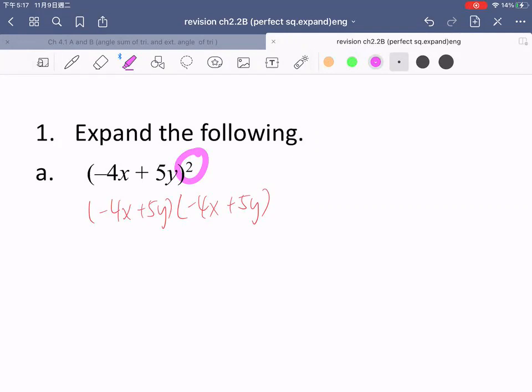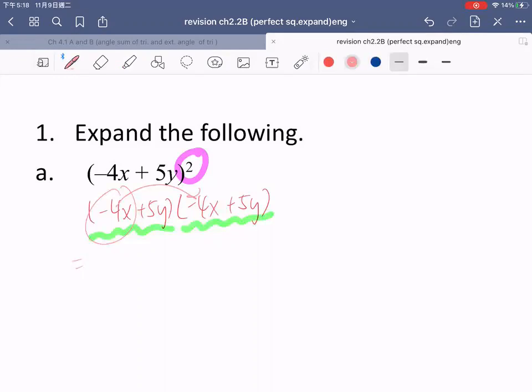In fact, minus 4x plus 5y is a number, even though we don't know x and y, but we can have some number, of course, right? Because x will be some number, and of course y is another number maybe. So minus 4x plus 5y is a number, and the number squared is itself, so just have two brackets with the same minus 4x plus 5y.